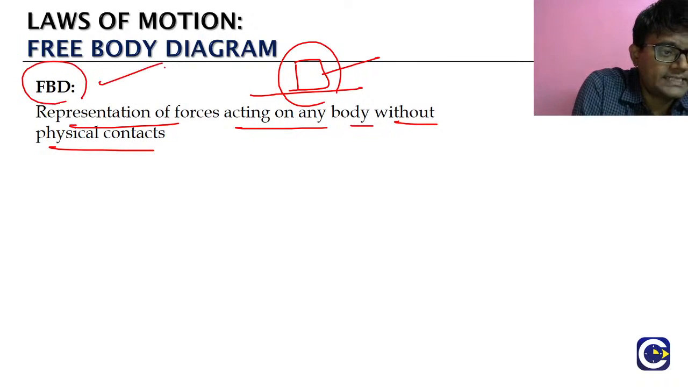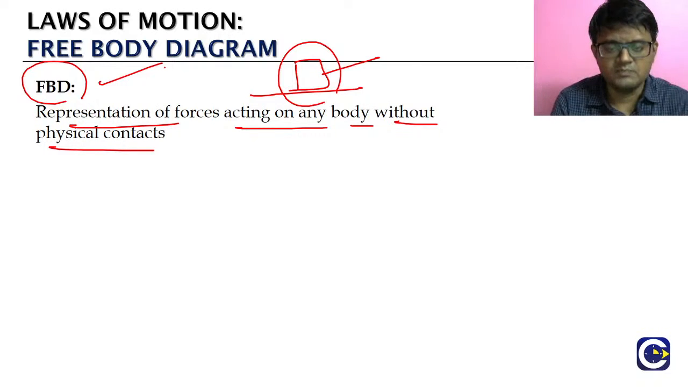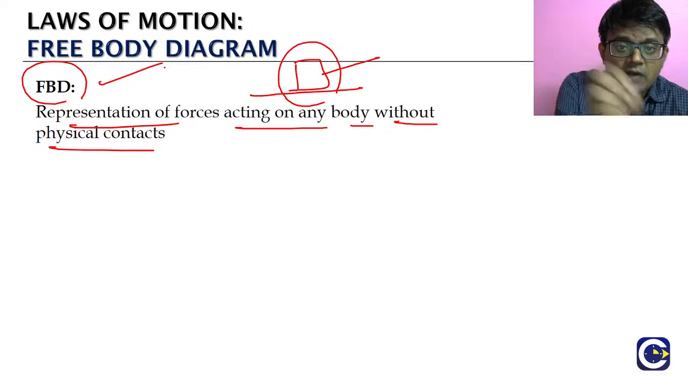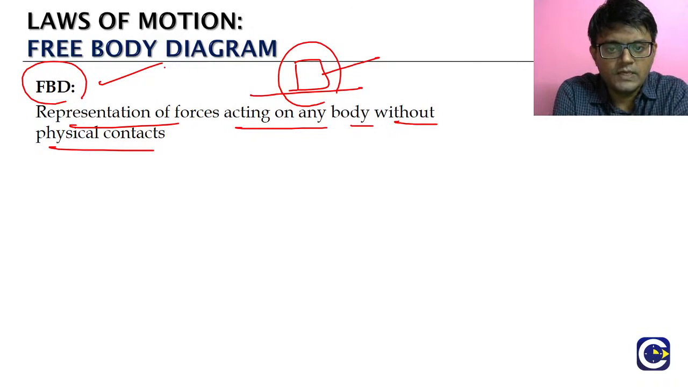So what do we call it? Free body diagram. Do you know what a free body diagram is? It's a very simple idea. Any object you want to study, we represent all the forces acting on the object, including the direction part. After representing the forces correctly with direction, we should just remove all the physical contacts. Then we see only the object. So we will just focus on that object alone with all the forces acting on it.